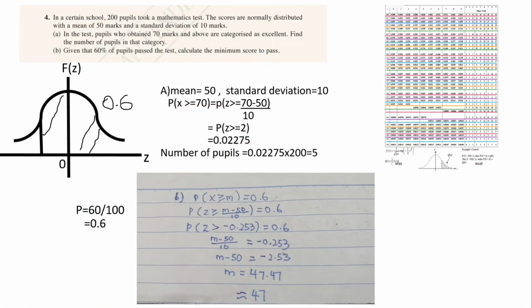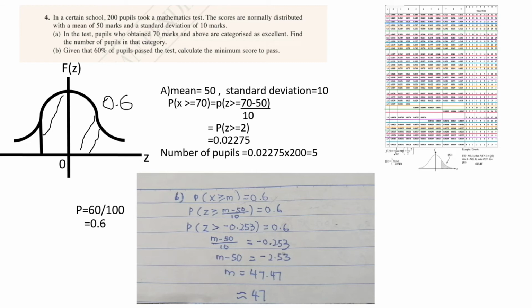A mean of 50 marks and a standard deviation of 10 marks. In the test, pupils who obtain 70 marks and above are categorized as excellent. Find the number of pupils in that category. Mean equal 50, standard deviation equal 10. Then find the probability X more than 70. Then use 70 minus 50 divided by 10. Then the z-score is 2.